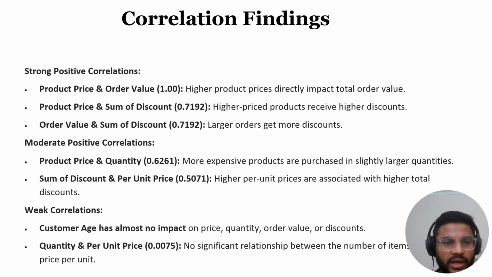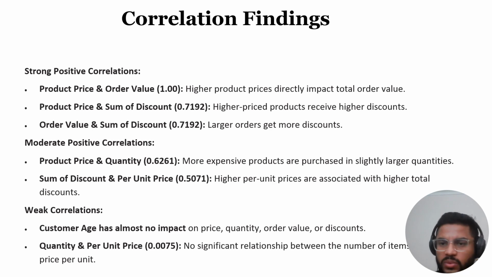There were some weak correlations also. First one is customer age, which has almost no impact on price, quantity, order value, and discounts. And what we found out, quantity and per unit price, it was 0.0075, which is a very small value. So it states that no significant relationship was there between the number of items and the price per unit.